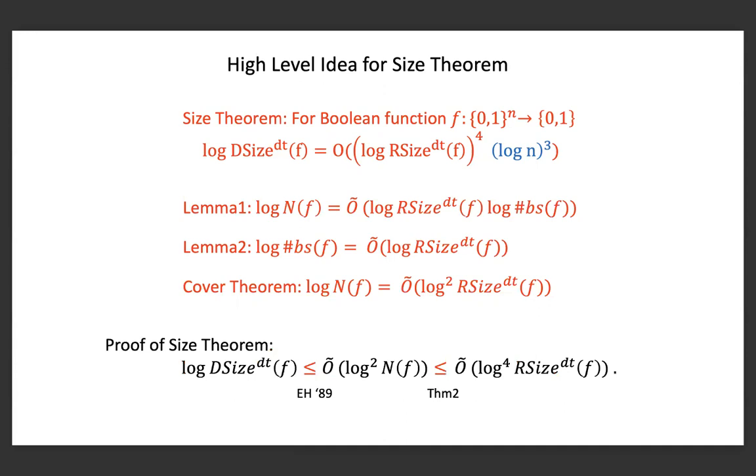So let me say something about Lemma 2, which says that if the randomized size is large, then the block number is large. Now, in the other direction, this does not hold. What I mean is that if the block number is small, then we cannot say that log randomized size is small, because we had this counterexample. Parity is a counterexample because for parity, the block number is n, but the randomized size for parity is 2 to the omega n.